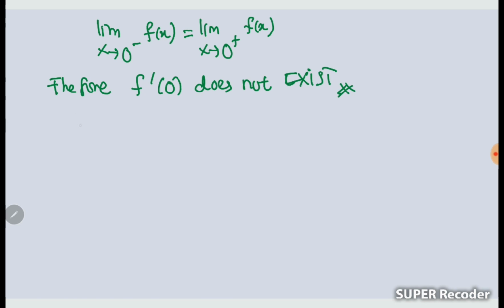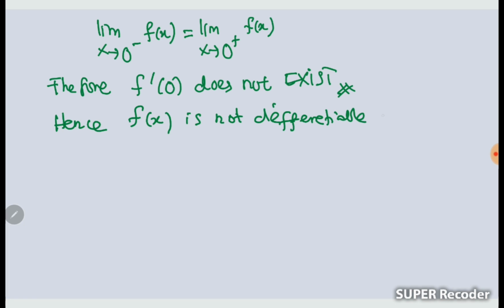Another conclusion we have to make here is, hence, whether f(x) is differentiable or not at x equals 0. f(x) is not differentiable at the point x equals 0. So this is the conclusion.